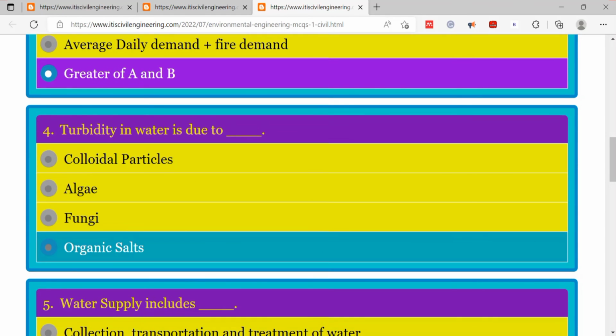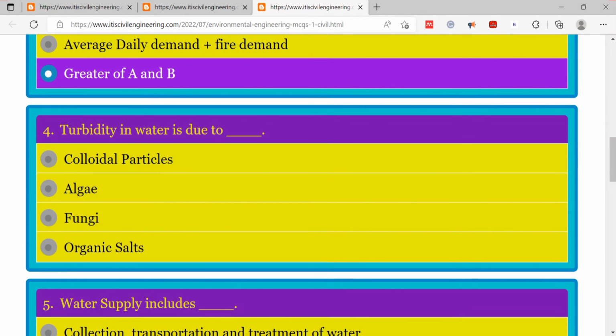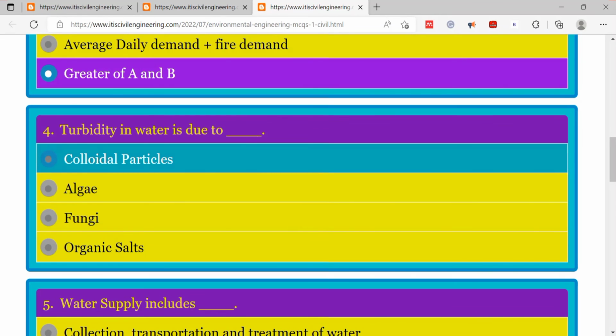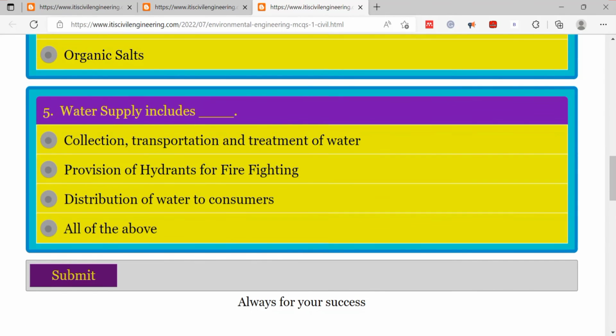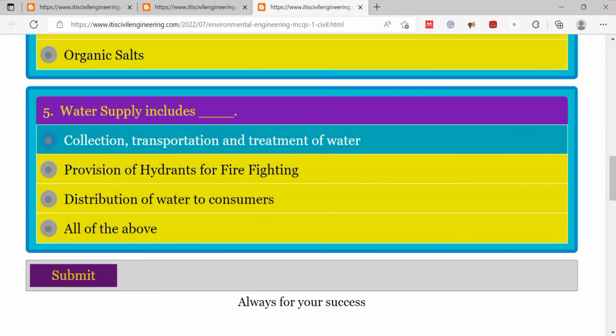Turbidity in water is due to, it will be due to the colloidal particles. Water supply includes collection, transportation and treatment of water. All of the three things are included, which is collecting water, transporting and then treating.